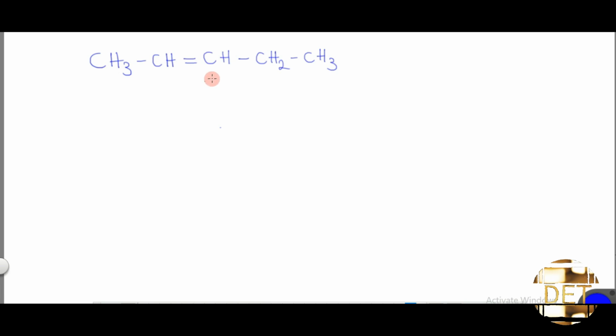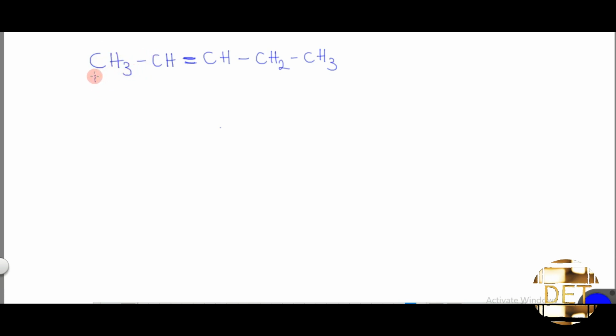So what is the functional group in this organic compound? The functional group is the double bond. So where do we start the numbering from? We start from the side nearest the functional group. If we start numbering from here, it will be 1, 2, 3, so the functional group will be at position 3. If we start numbering from here, it will be 1, 2, so the functional group will be at position 2. Therefore, the correct numbering is from this side.